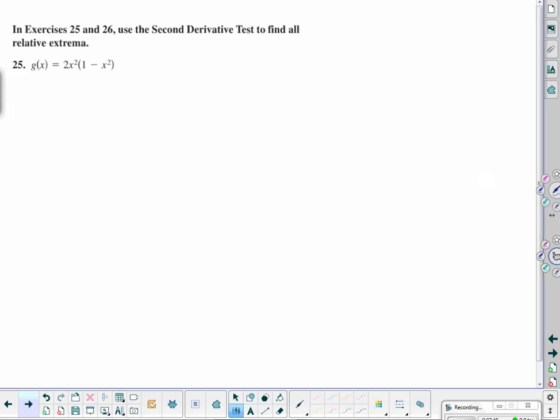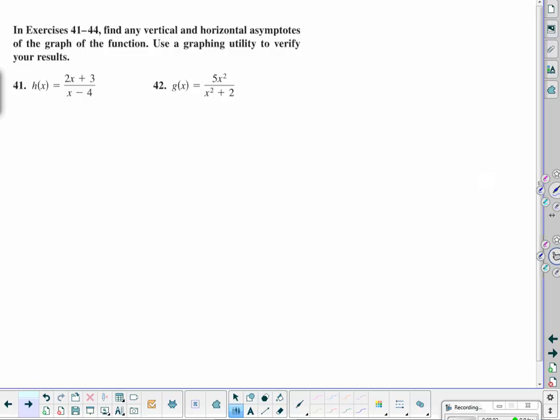Number 25: use the second derivative test to find your relative extrema. You can pass on 25. We didn't do the second derivative test to find relative extrema. I pulled 27, but I guess I missed 25. So going to problem 41, find any vertical and horizontal asymptotes of the graph of the function. Use this graph to verify your results.